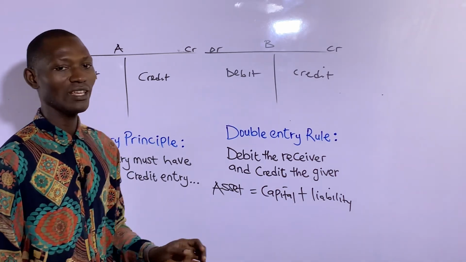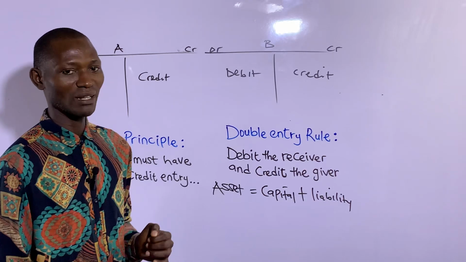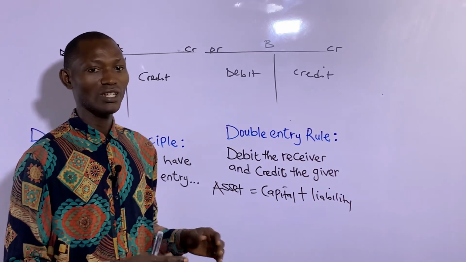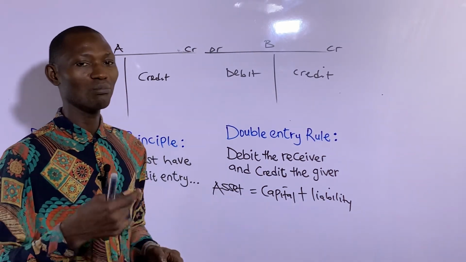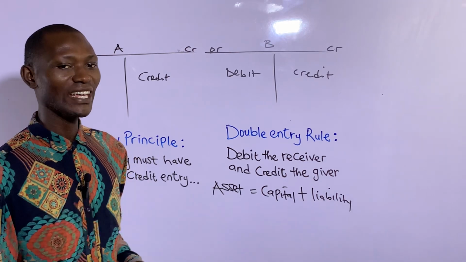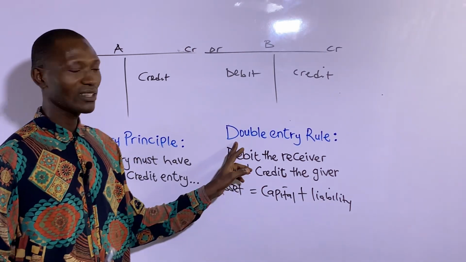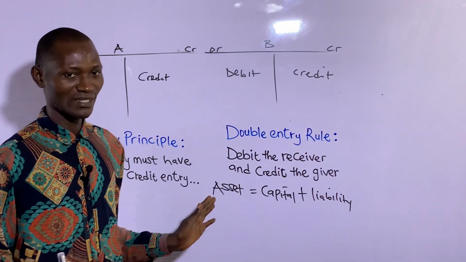For example, let's say you pay money into your bank account. That means you are giving the bank money. Instead of your bank account being credited, the bank now debits you. The bank has committed an error, which is what? Error of complete reversal of entry. An error of complete reversal of entry occurs when the double entry rule has been violated. It's as simple as that.